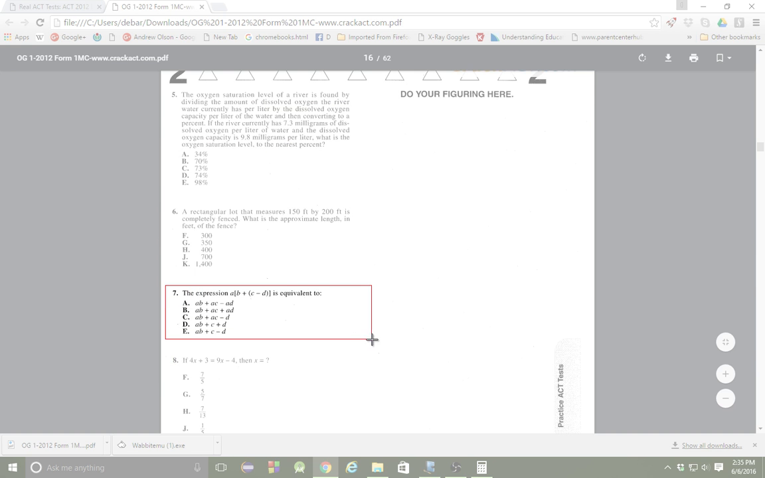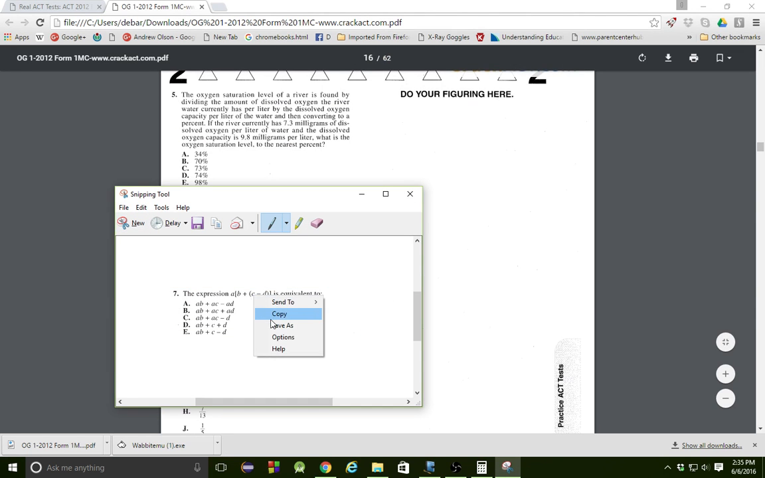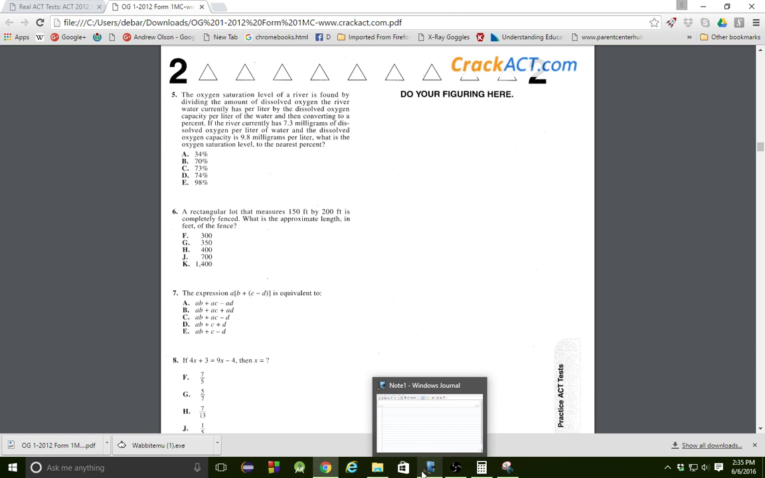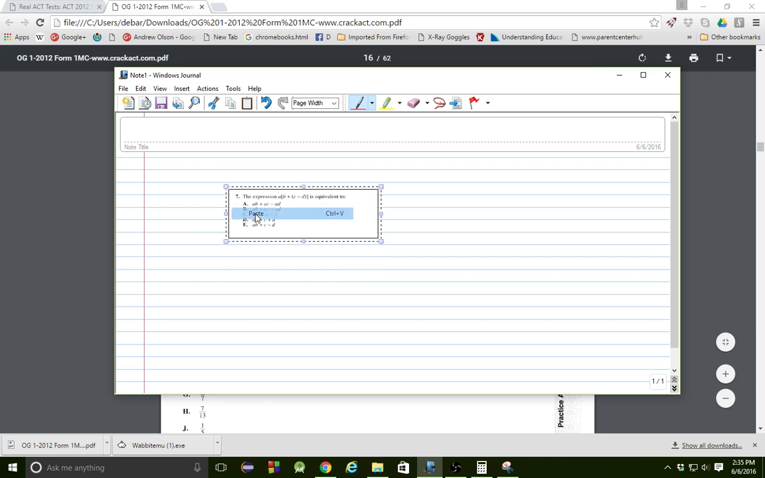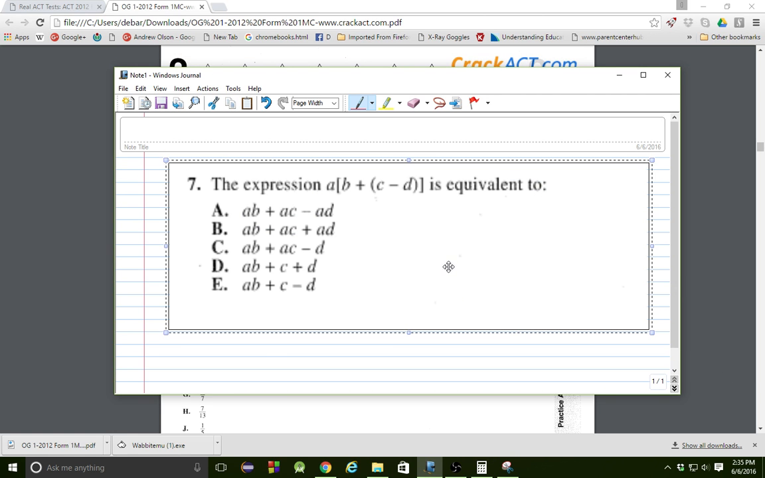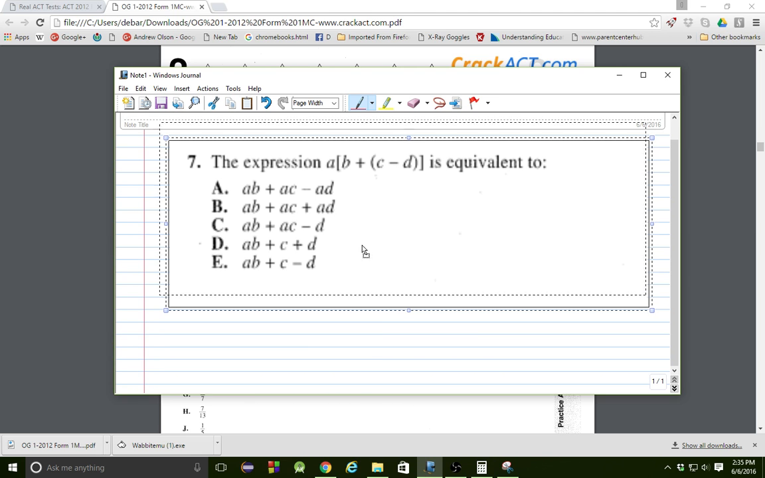Let's go to number 7. This involves some of your mathematical properties. The expression A times bracket B plus parentheses C minus D close parentheses close bracket is equivalent to, and you have to know this one, so let's write this one out.